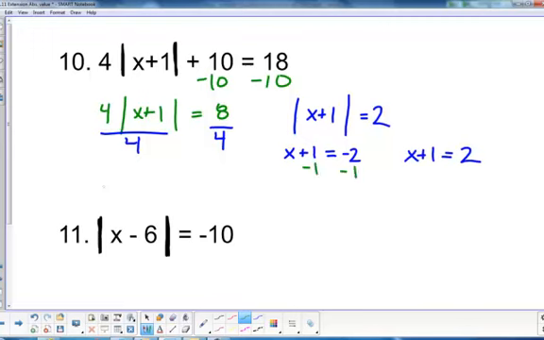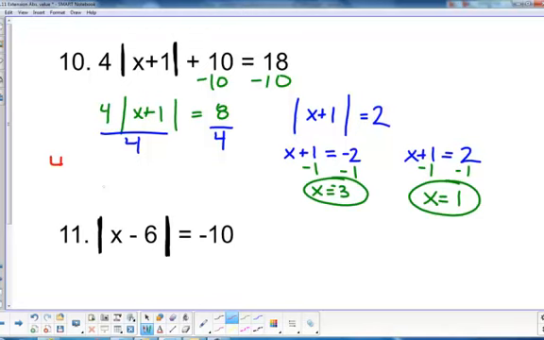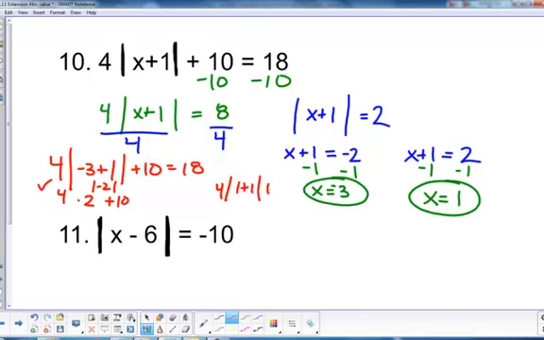So when we solve each of those, we get x is equal to negative 3. And we get x is equal to 1. And we can plug them into the initial and see that they both work. 4 times negative 3 plus 1 plus 10, does it equal 18? So that's 4 times, this is negative 2, which is 2. 4 times 2 is 8, plus 10 is 18. So that one works, and if you plug 1 in, 4 times 1 plus 1 plus 10, that's 4 times 2 plus 10, so we are all good.